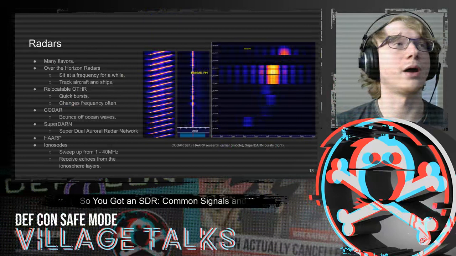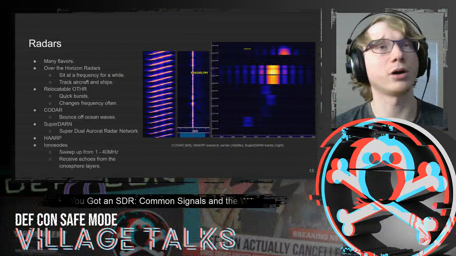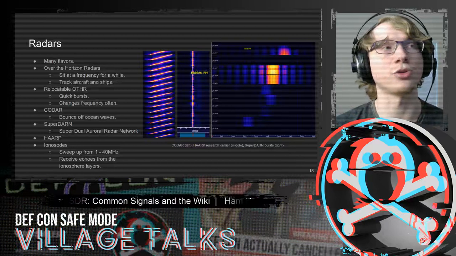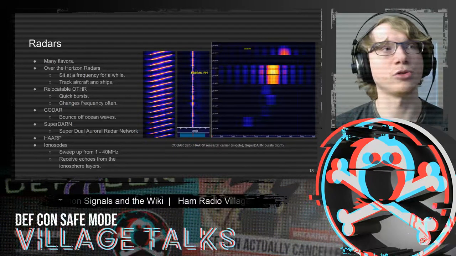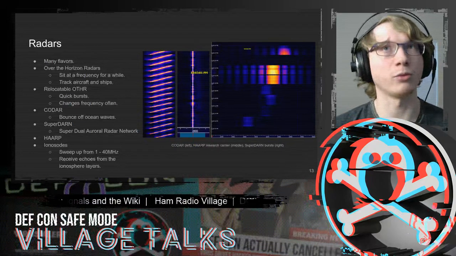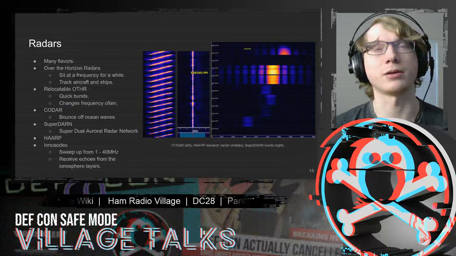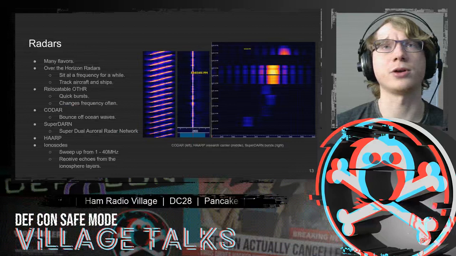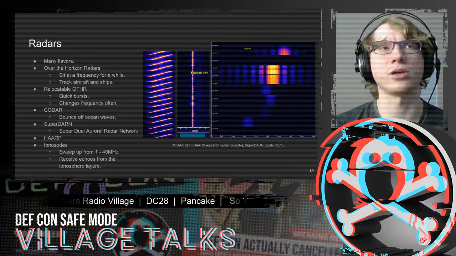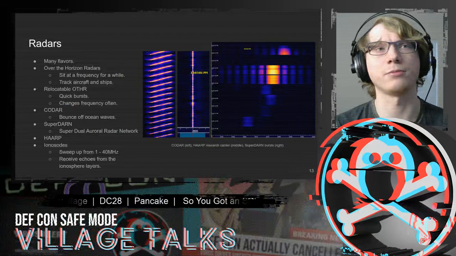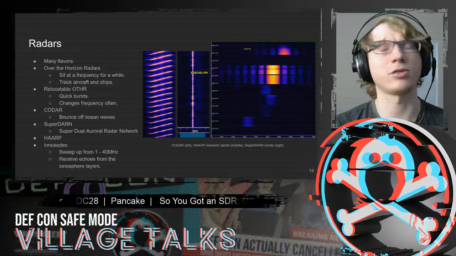There's also research radars. CODAR is a type of radar. It's in that left image there, which is used to bounce off of ocean waves to get their height. And SuperDARN, which is the Super Dual Auroral Radar Network, is used by universities, so academic is a better word. So it's an academic radar that they blast up towards the North Pole to get a radar of plasma convection, if I remember correctly, for aurora-related things.